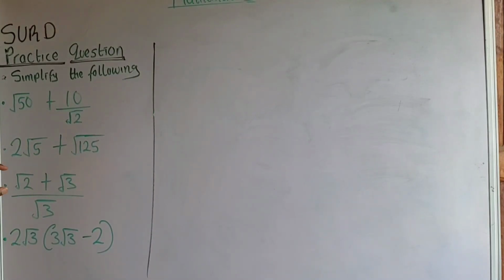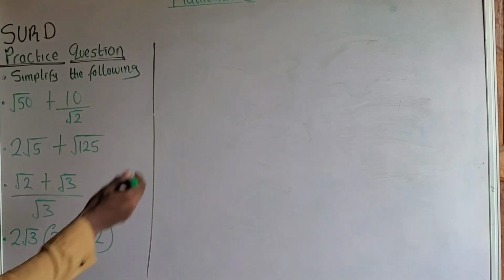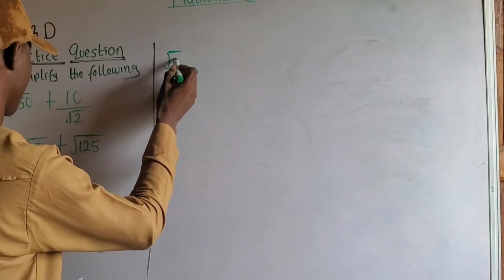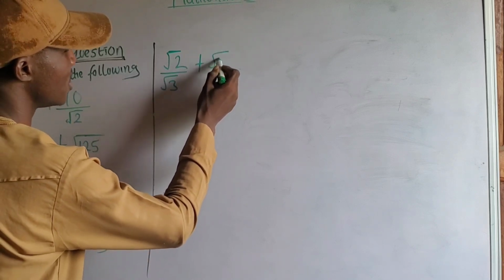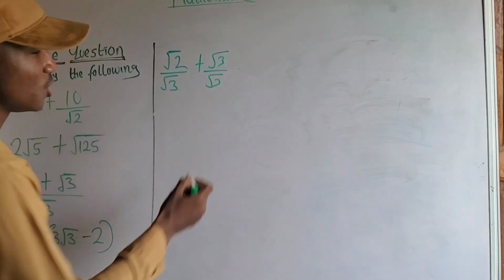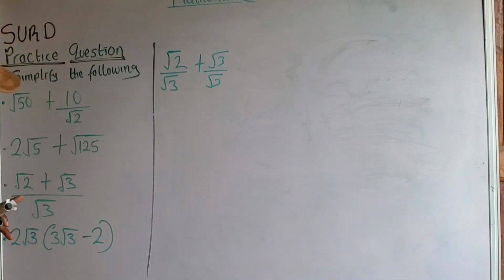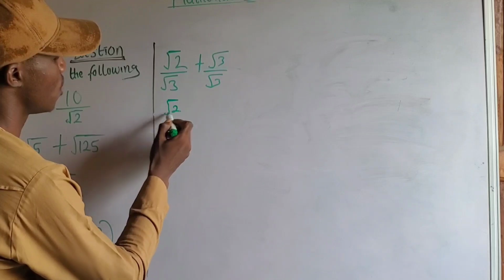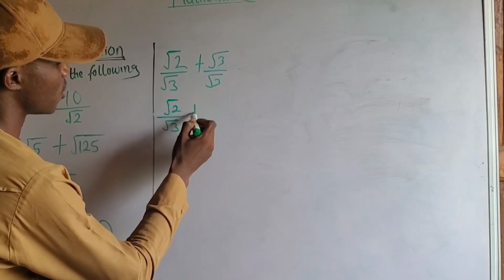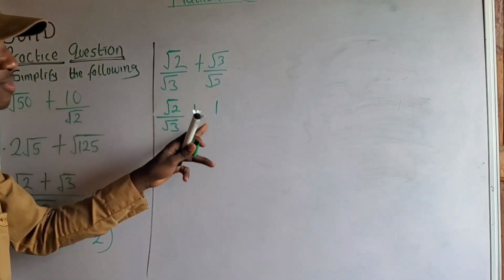We are asked to simplify root 2 plus root 3 all over root 3. I can rewrite this as root 2 all over root 3 plus root 3 all over root 3. Do you understand? Okay, I can rewrite this surd as this. So for this, I'm going to have root 2 all over root 3 plus 1, because root 3 over root 3 will give me 1.